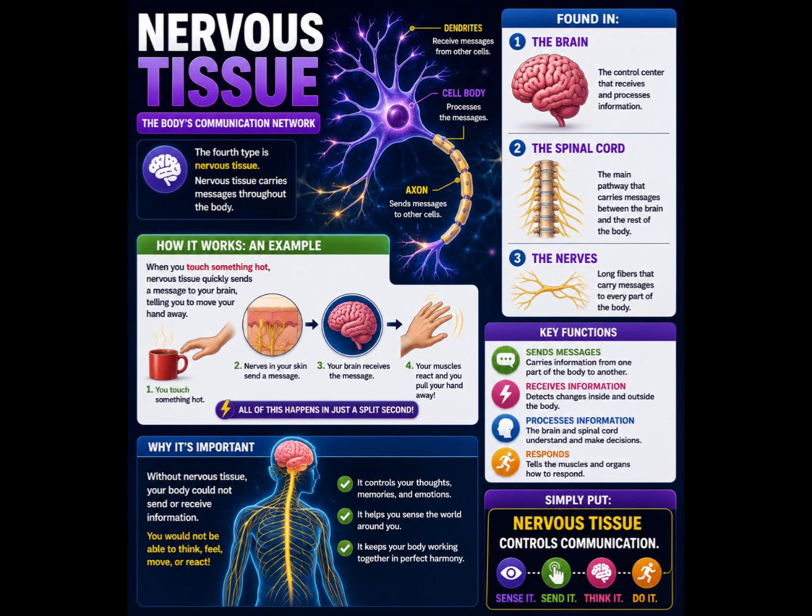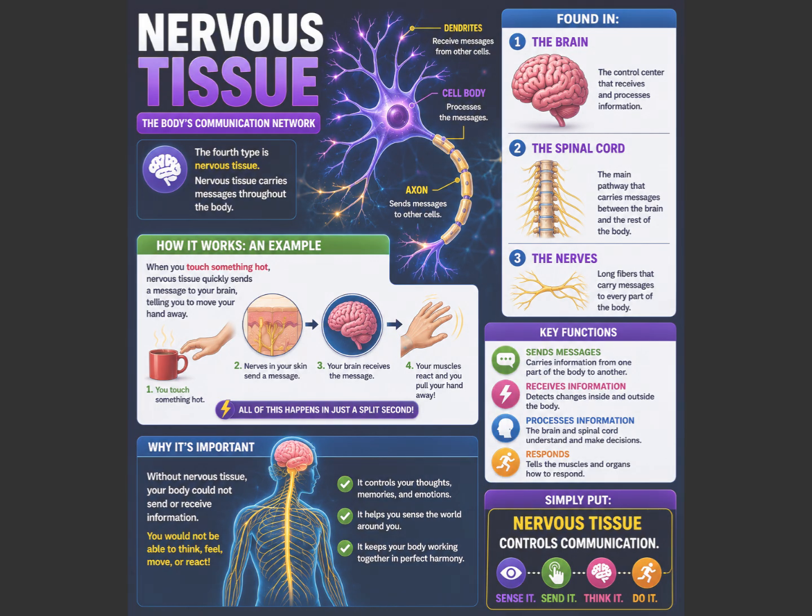The fourth type is nervous tissue. Nervous tissue carries messages throughout the body. It is found in the brain, the spinal cord, the nerves. Think of nervous tissue as the body's communication network. For example, when you touch something hot, nervous tissue quickly sends a message to your brain, telling you to move your hand away. Without nervous tissue, your body could not send or receive information. Simply put, nervous tissue controls communication.